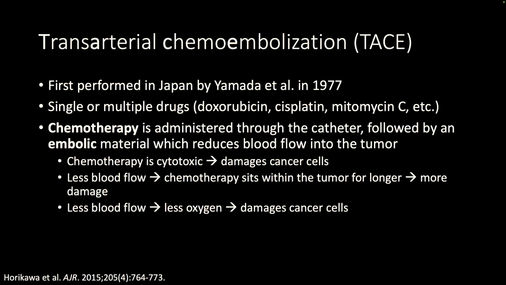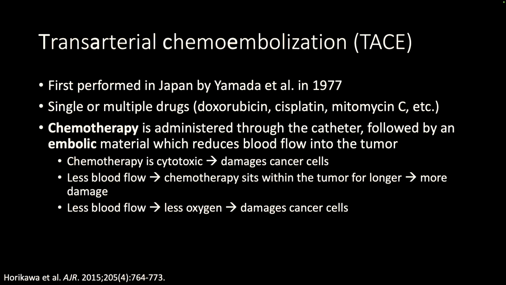But the principle is that we inject chemotherapy through the catheter, followed by an embolic material that reduces blood flow to the tumor. Okay, and chemotherapy is a term I think most of us can wrap our heads around. It's a medicine that kills tumor cells. We have a few that we use. I think most commonly it's doxorubicin in the United States. Sometimes it's combined with cisplatin, which is another chemotherapy agent, or mitomycin C. Chemotherapy is cytotoxic, it damages cancer cells.